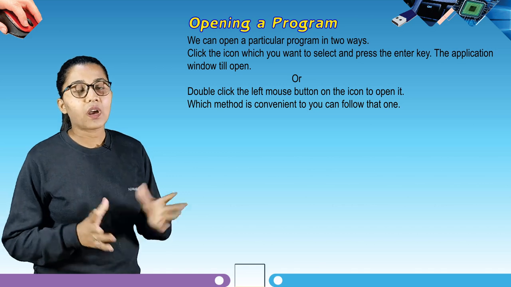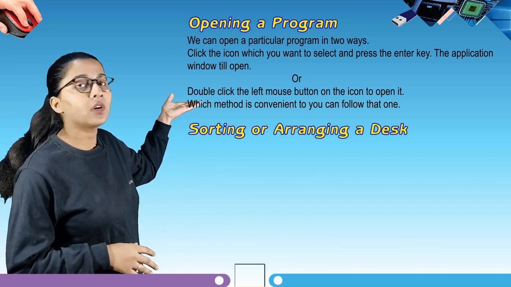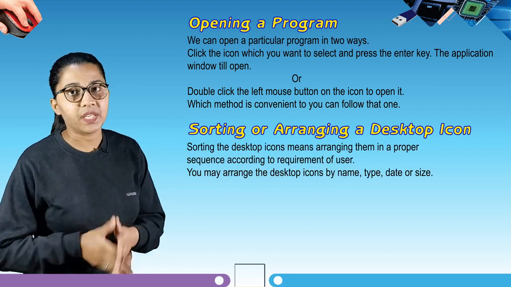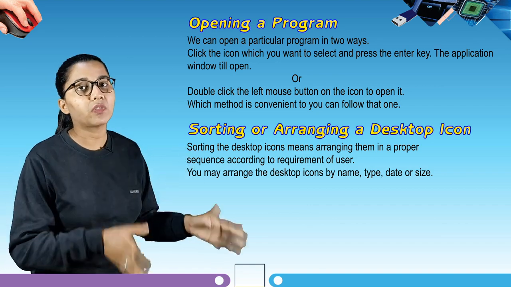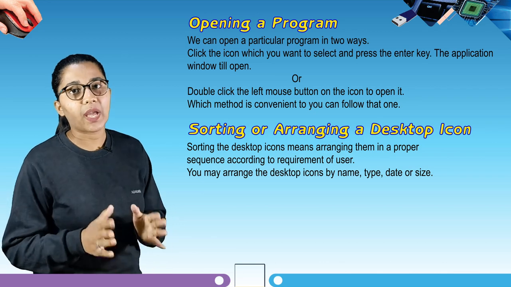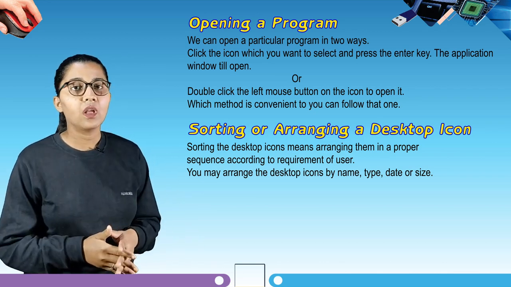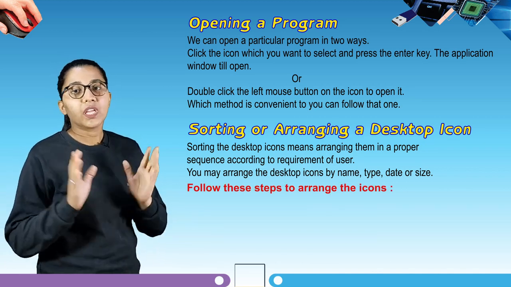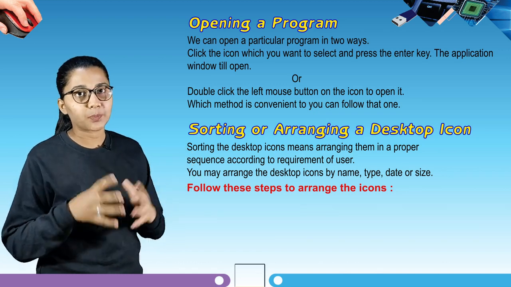So students, after all this, our next topic is sorting or arranging desktop icons. Sorting the desktop icons means arranging them in a proper sequence according to the requirement of the user. You may arrange the desktop icons by name, type, date or size. If you want to arrange your icons on your desktop, follow these steps.